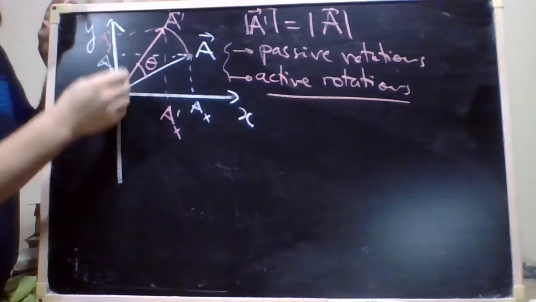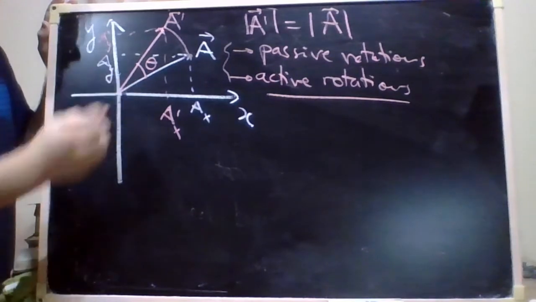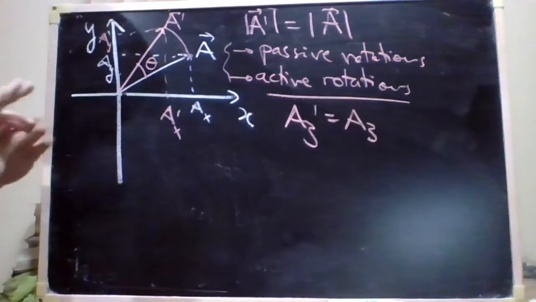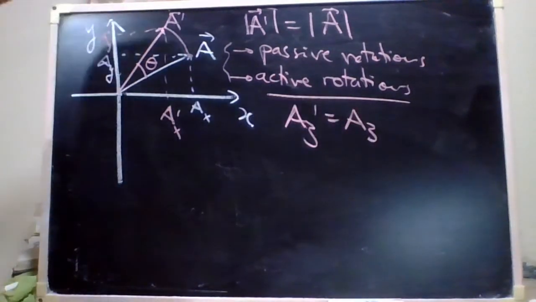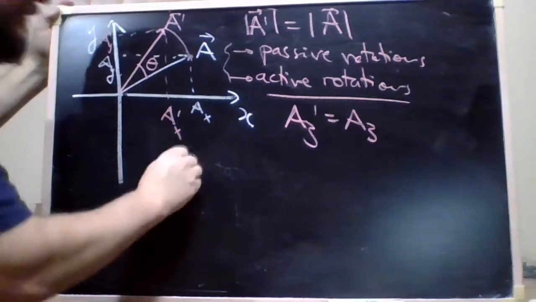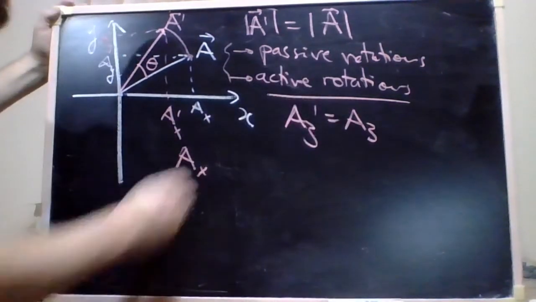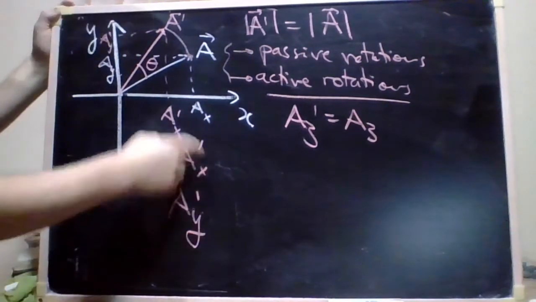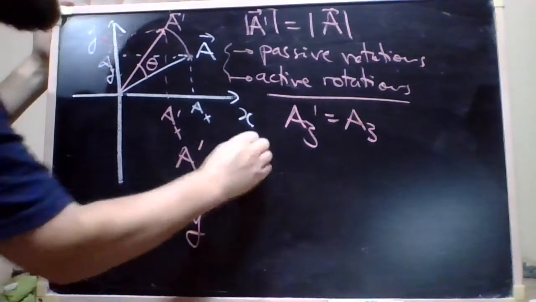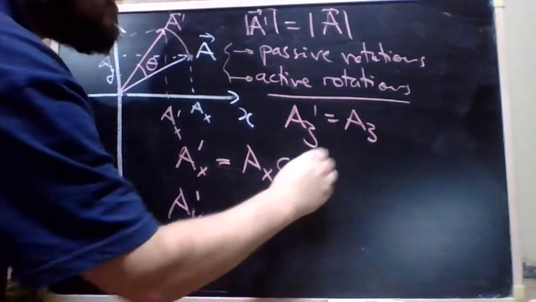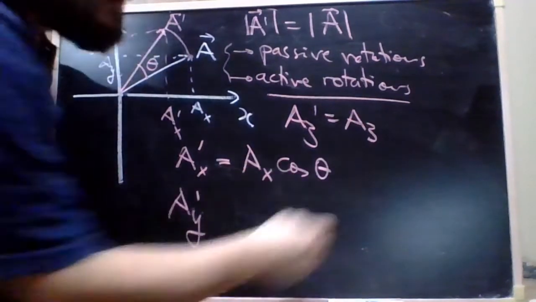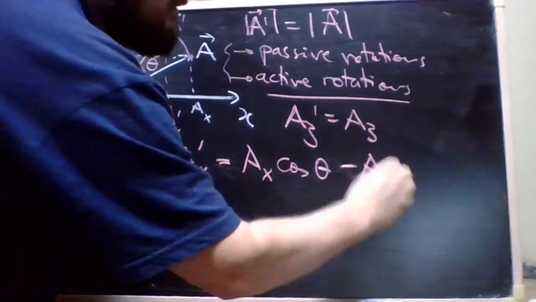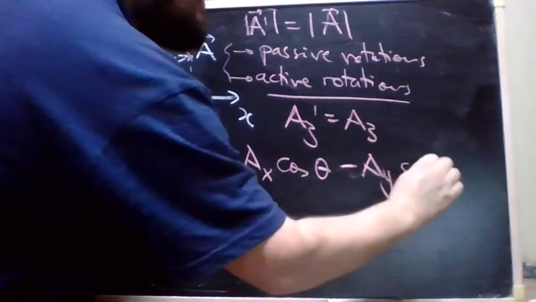So if this vector has some component along the z-axis, the component az prime is equal to az in this example here. But relating the primed components to the unprimed components of x and y, you find out something like this. A of x primed, a of y primed is equal to a of x cosine of theta minus a of y sine of theta.